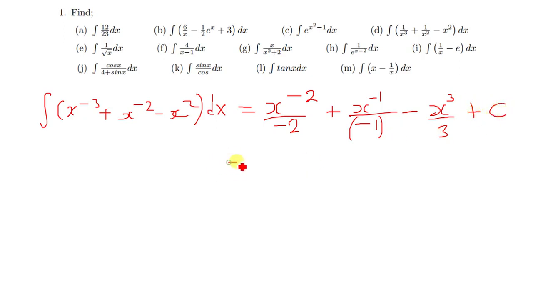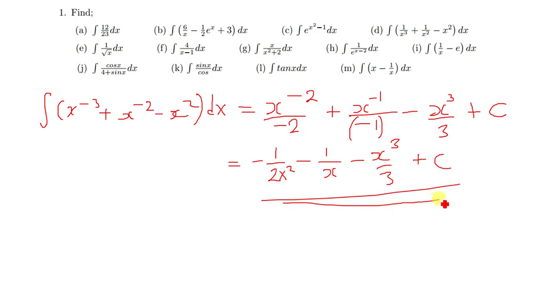So here now it's going to be equal to -1 over 2x squared, and then when you divide -1 into that, you're going to have 1 over x, and then this is going to give you x to the power 3 over 3, and of course don't forget to put your constant c. So we proceed to the next question. This is the solution for this question. Proceed to the next question.